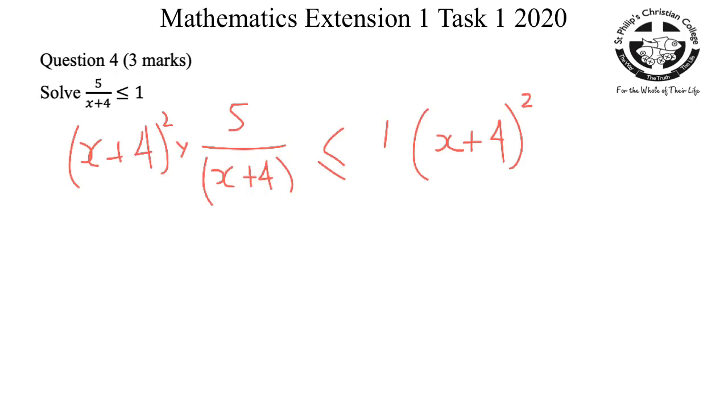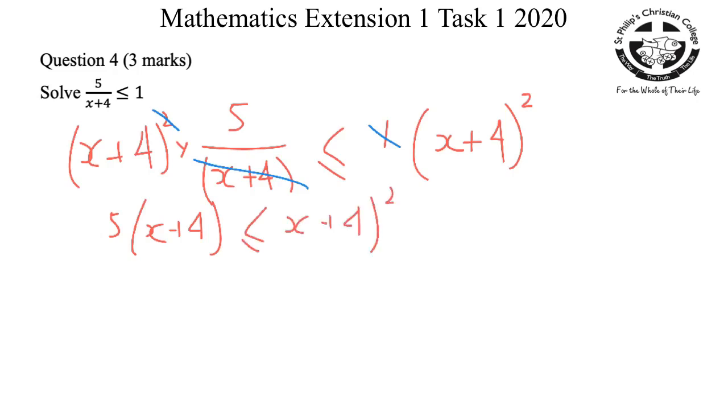Now what I'm looking for when I factorize this at the end is x plus 4 to be part of my solution set. On the left here, the squared and the denominator go. The 1 here is kind of irrelevant, we don't need to take that into account really. So I've got 5 outside of x plus 4: 5 times x plus 4 is less than or equal to x plus 4 all squared. Expand the left, I end up with 5x plus 20, and I expand the right, I end up with x squared plus 8x plus 16.